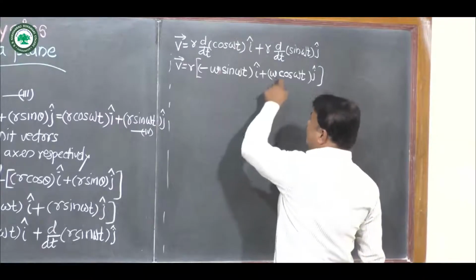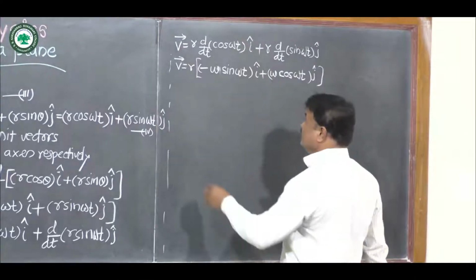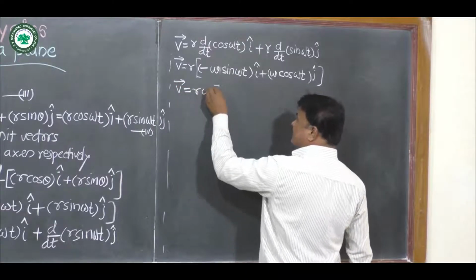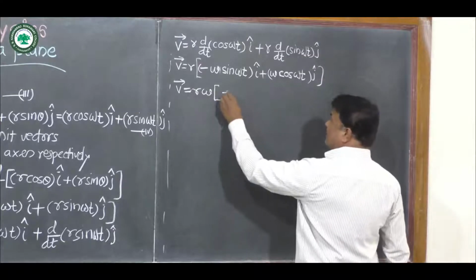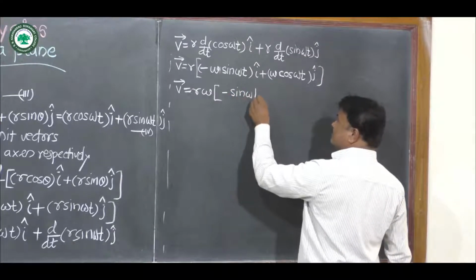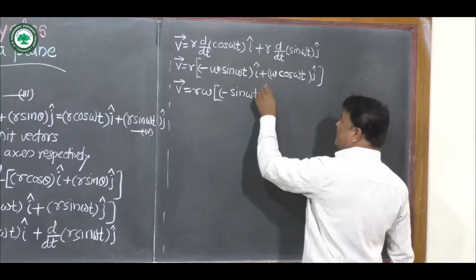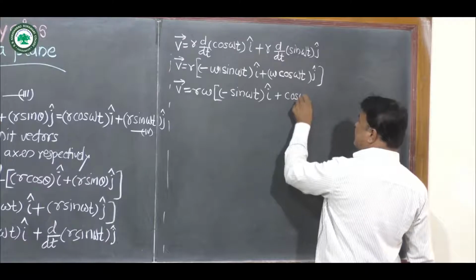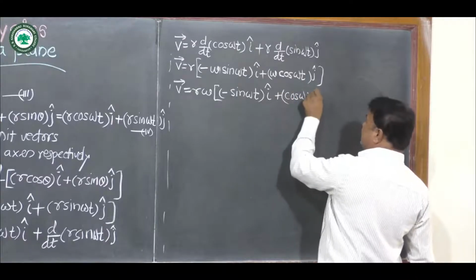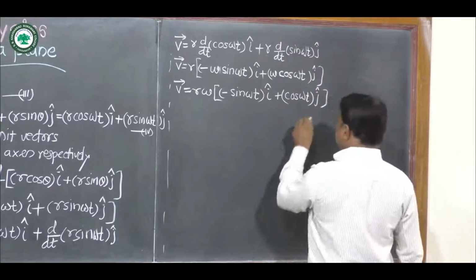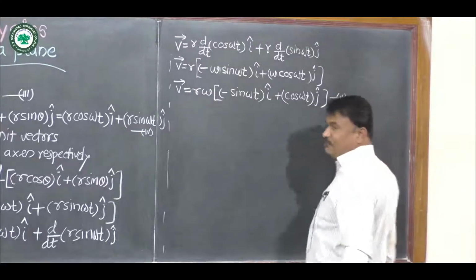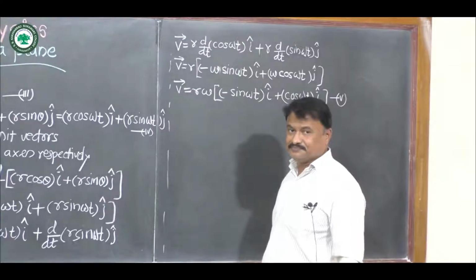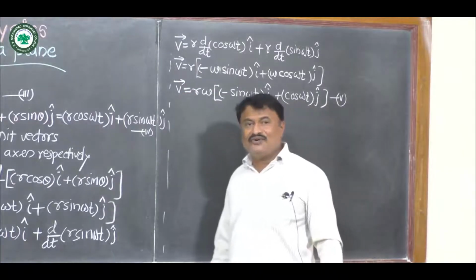So again we take omega common, then we get vector v is equal to r omega in bracket, minus sin omega t into i cap plus cos omega t into j cap. This is equation 5. Equation 5 gives us instantaneous velocity. Now we have to find out acceleration.